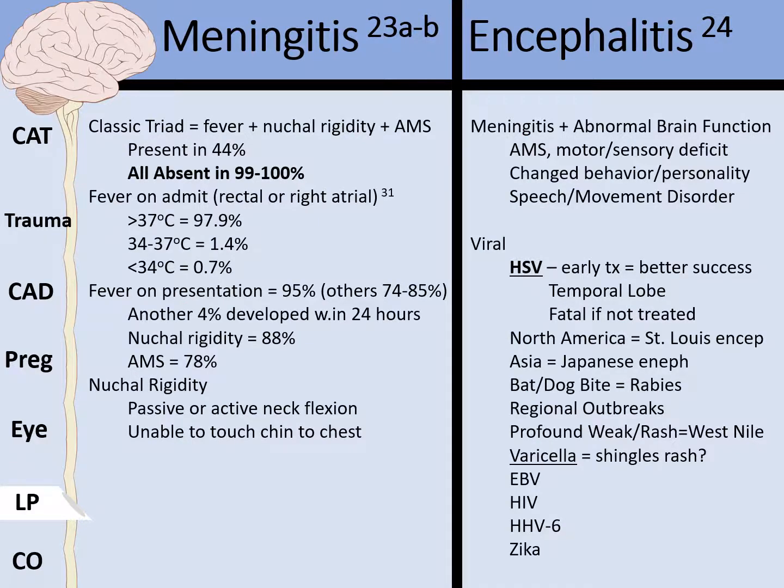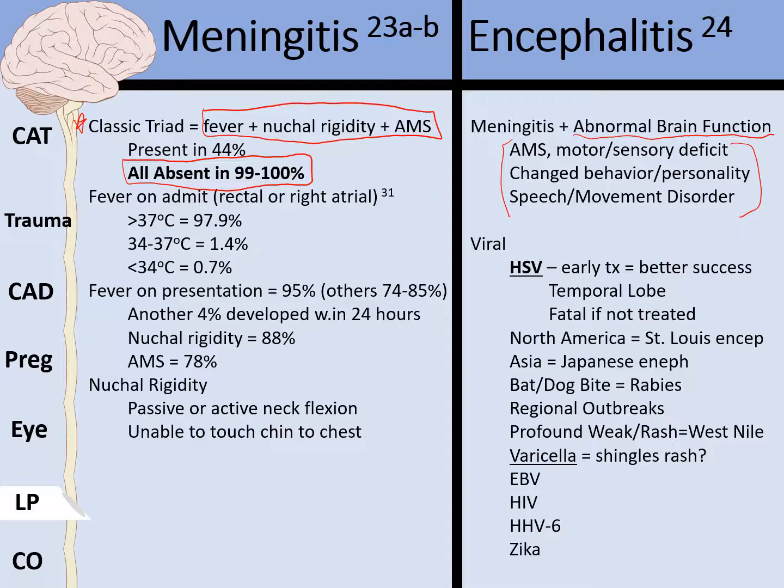Meningitis is an infection of the dura around the brain, and encephalitis is similar but involves the brain tissue. Therefore, the classic triad for meningitis is fever, nuchal rigidity, and altered mental status, which is only present 44% of the time. However, if they all are absent, then it is very unlikely to be meningitis. Neck stiffness and/or occipital pain is found in subarachnoid hemorrhage and meningitis due to irritation of the meninges. The main difference in encephalitis is the addition of abnormal brain function such as altered mental status, neuro findings, behavioral changes, or seizures.